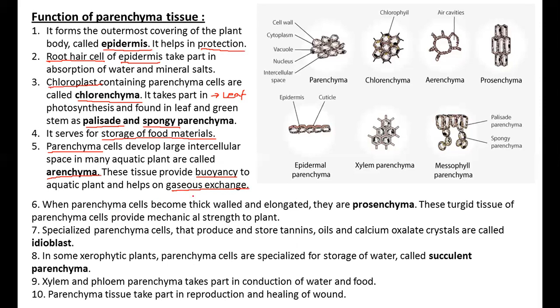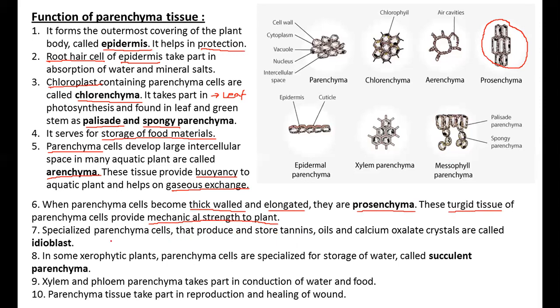Now when parenchyma becomes thick walled, then this parenchyma is called prosenchyma, thick walled, and it is also elongated. So here you can see the diagram of prosenchyma, where the parenchyma has become thick walled and elongated. This type of parenchyma provides mechanical strength to the plant, because these are turgid tissue. Turgid tissue is very tough tissue which provides mechanical strength to the plant.